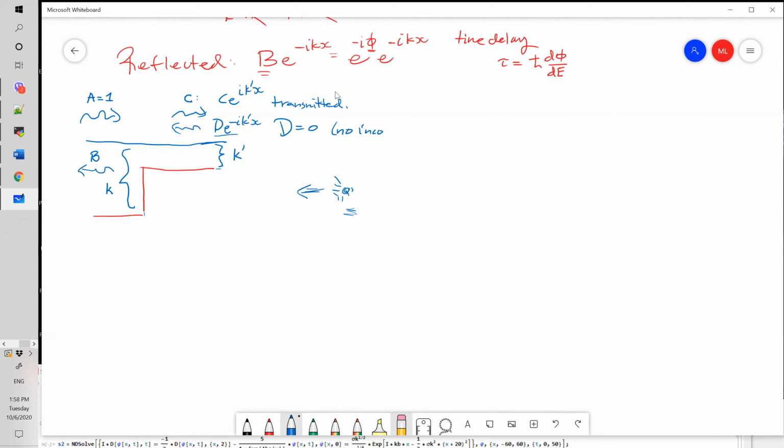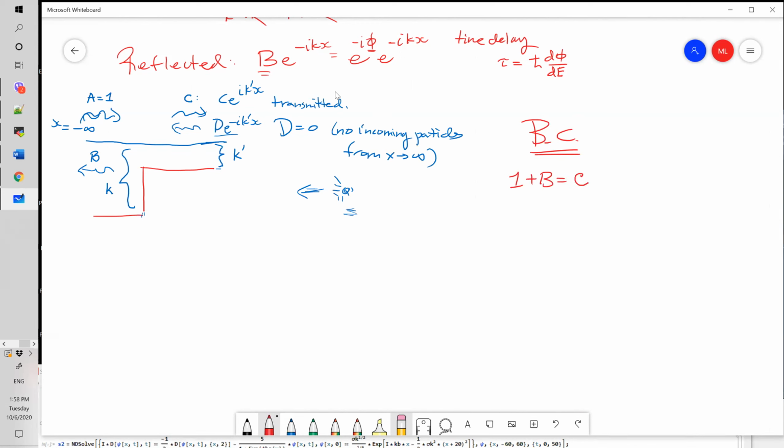No incoming particles from out at infinity. We're imagining shooting in particles from x equals minus infinity, and seeing what happens as they get reflected off of this little step. And now, again, we do the boundary conditions in red. Continuity, again, gives 1 plus b is equal to c.